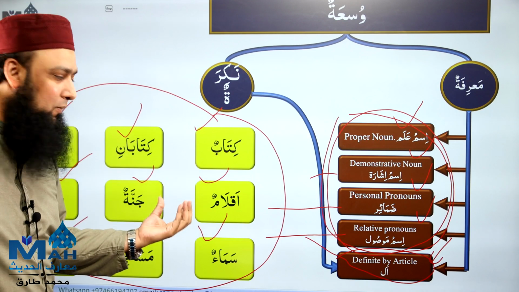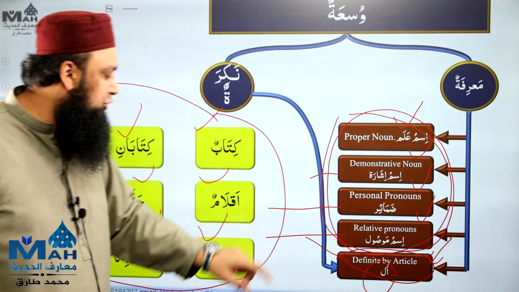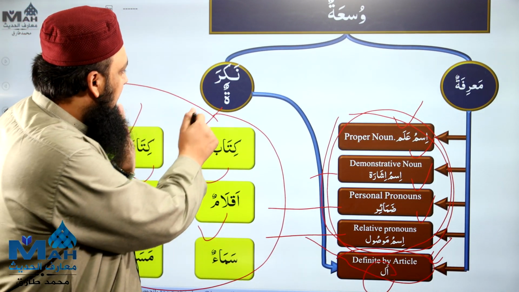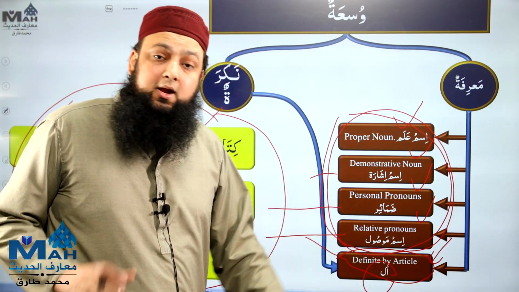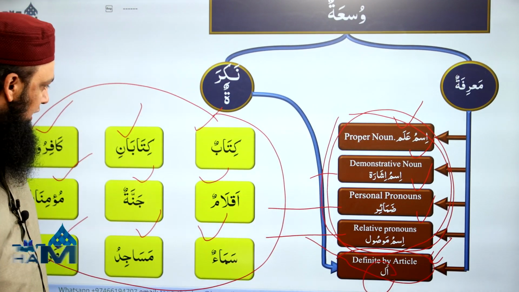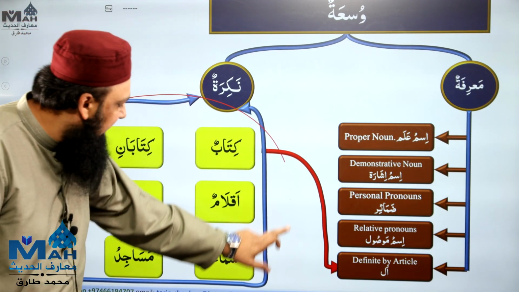Nakira, all of this we have to convert to ma'rifa by using al. By using the al article, we will convert all these indefinite nouns to definite nouns. Then they will fall in category number 5, the definite nouns. So how to use al, now we'll study. These are all nakira nouns.